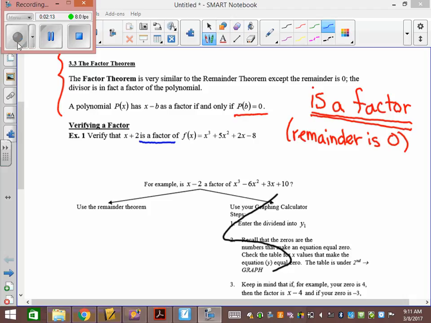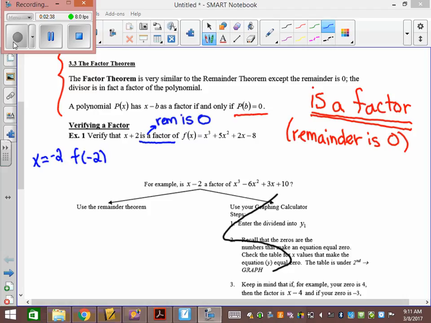Is a factor means the remainder is 0. So that's how we're going to verify it. If it's a factor, when we plug it into the remainder theorem, we're going to get a remainder of 0. If we don't, then it's not. Okay? We have x plus 2, so we're going to plug in x equals negative 2.